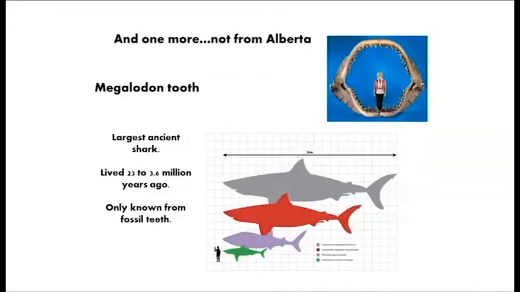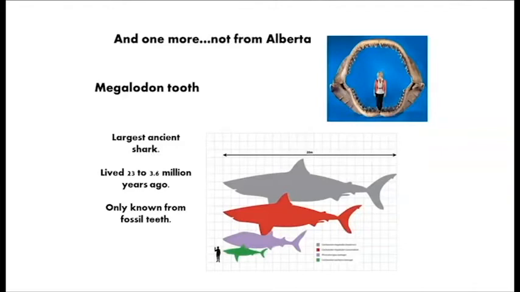Okay, and so this one is not from Alberta. And this is a relatively young fossil compared to what I've been showing you so far. These were the megalodon sharks, thought to have been perhaps relatives of great white sharks. And these were incredibly large creatures.